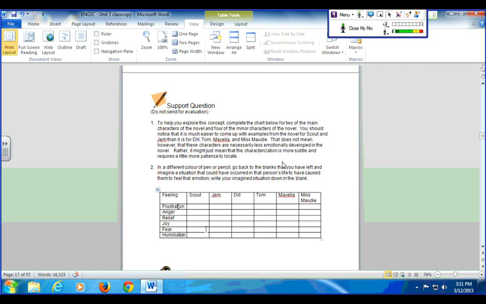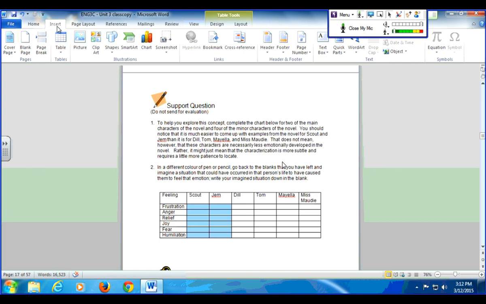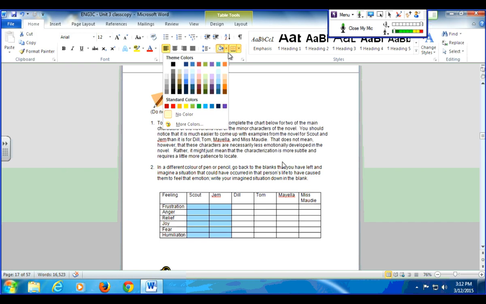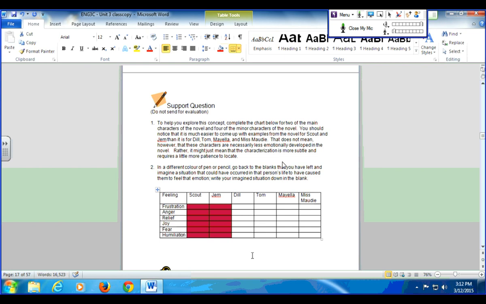So for both Scout and Jem, they felt every single one of those emotions at least once. So we're going to fill in every single blank there.